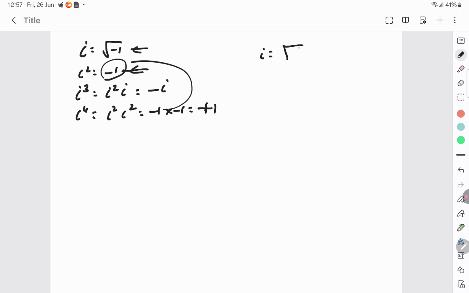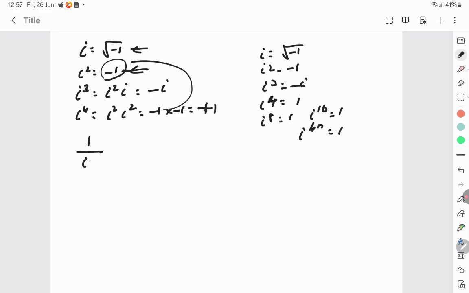Therefore, you should mark down: i is equal to root of minus 1, i square is minus 1, i cube is minus i, i to the power 4 is 1. Similarly, every multiple of 4 as a power, like i to the power 8 is 1, i to the power 16 is 1. So basically i to the power 4n, a multiple of 4, is always 1. Okay, so this is the basics.